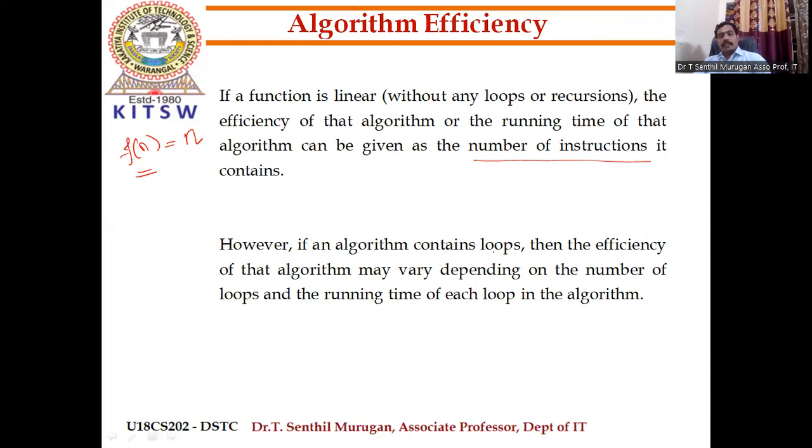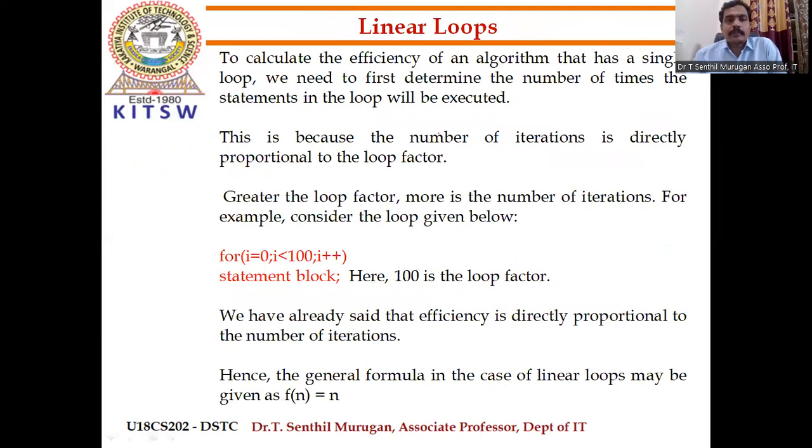If an algorithm contains loops, the efficiency of that algorithm may vary depending on the number of loops in the algorithm. It depends on how much time it takes to execute or complete the entire loop. That is decided based on the loop. So now consider linear loops. What are linear loops?